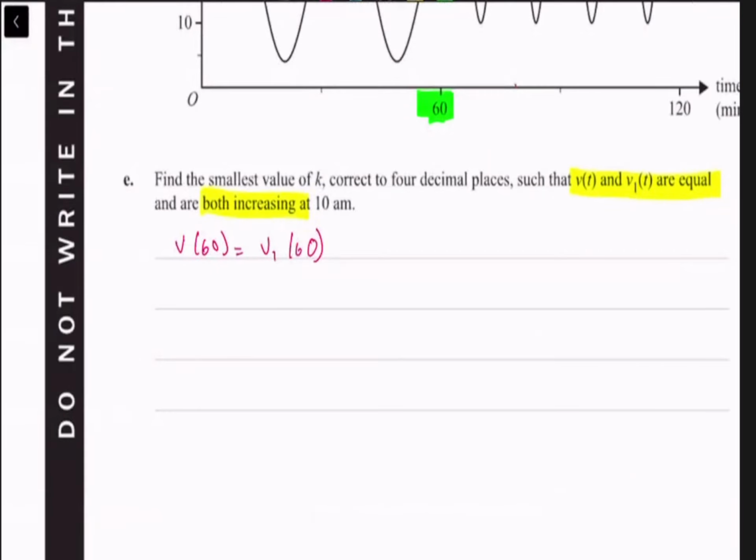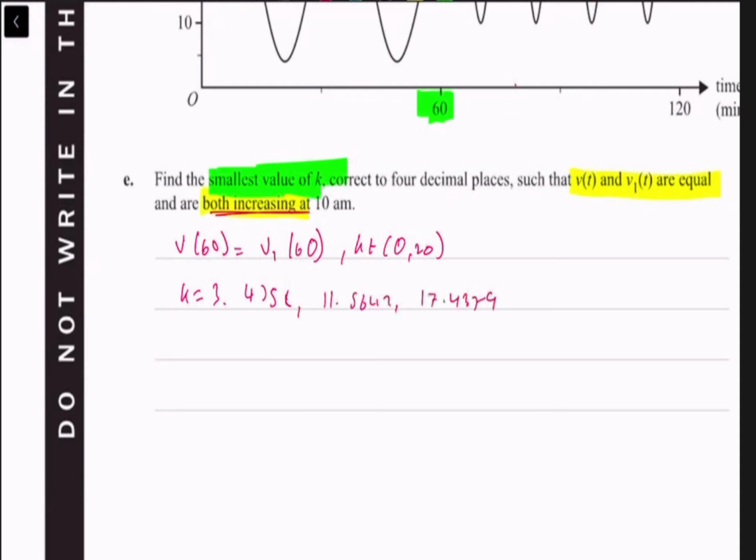Don't give k a large domain because we're looking for the smallest value of k. You can make k an element of say 0 to 20 or something, because we also have to check that they're both increasing. But in this case, the first answer you get is actually the right one. So you get a couple of answers. I got 4.358, 11.5642, and 17.4379. So the smallest value would be this one.